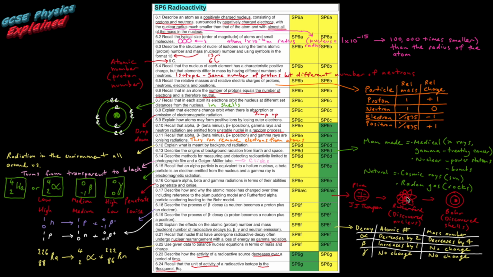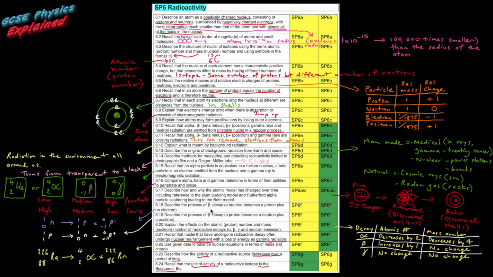So he said that the protons and the neutrons were in the centre. All the mass was in the centre. And it was Niels Bohr who came along and discovered the shells. The evidence for that was the absorption spectrum and the emission spectrum. I've got a nice little video all to do with that in my SP6 playlist, to do with both the history and the electrons in orbits.